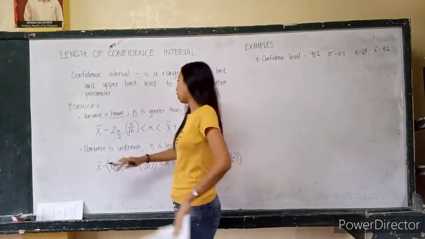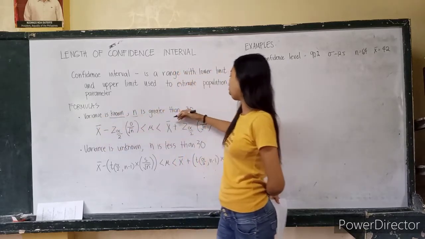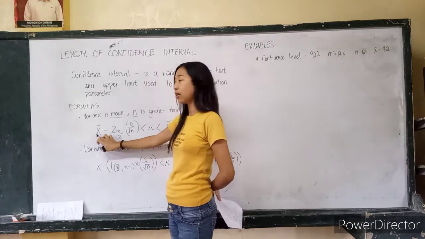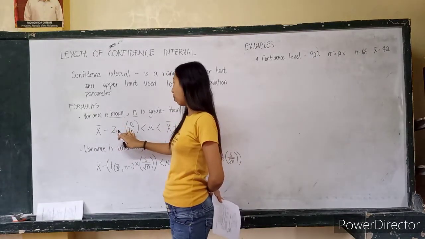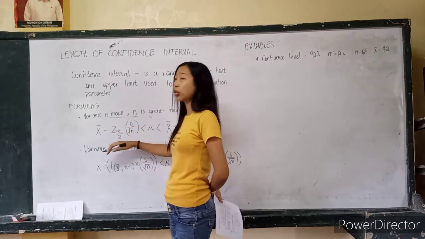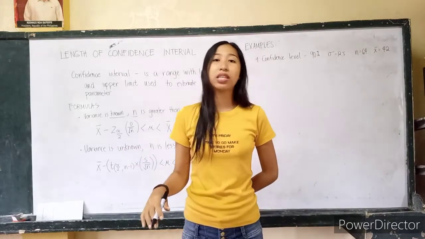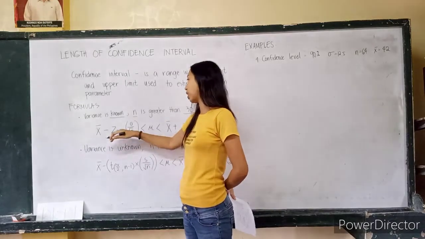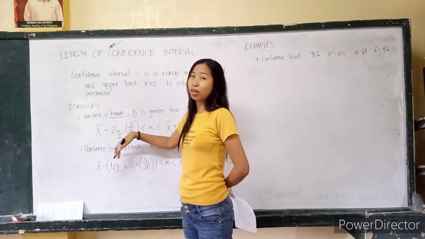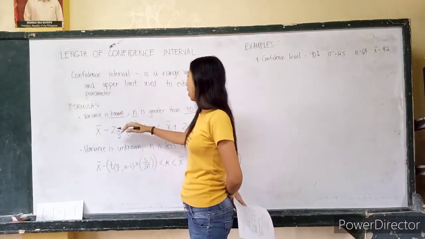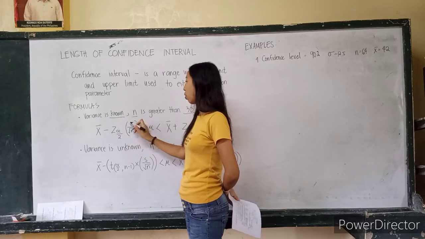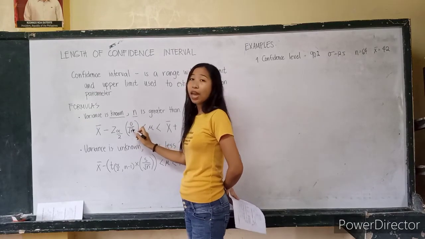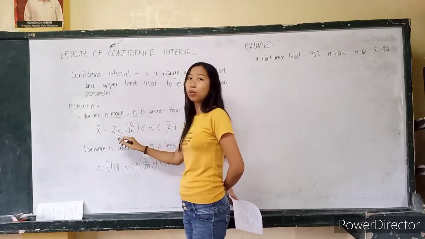Okay, so for the lower limit, if the variance is known or your sample size is greater than 30, what we do is take your sample mean or x bar minus z alpha over 2. This z alpha over 2, we get using your z table, and I am going to show you that one later. Then times your population standard deviation over square root of n or sample size. That gives your lower limit.